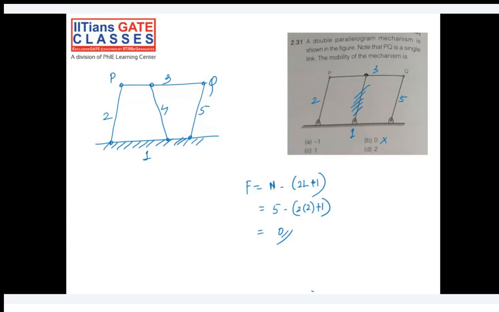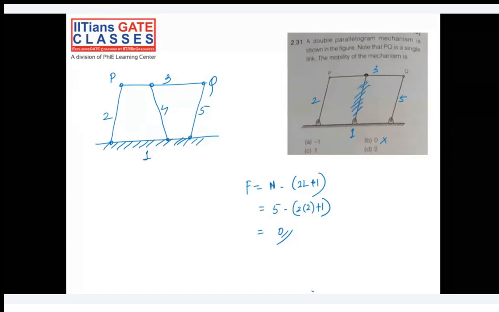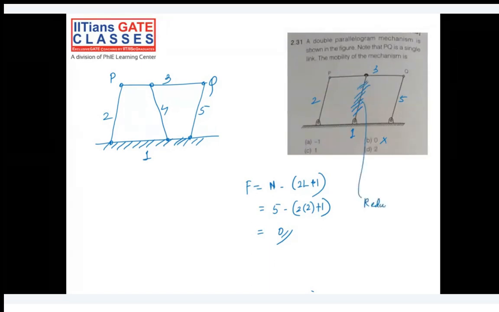So it's a redundant link in this case. So this is, you can say, a redundant link. Even if you remove this link, the structure will remain the same. The mechanism will run as it is, so you can say it's not introducing any extra constraint on the system.